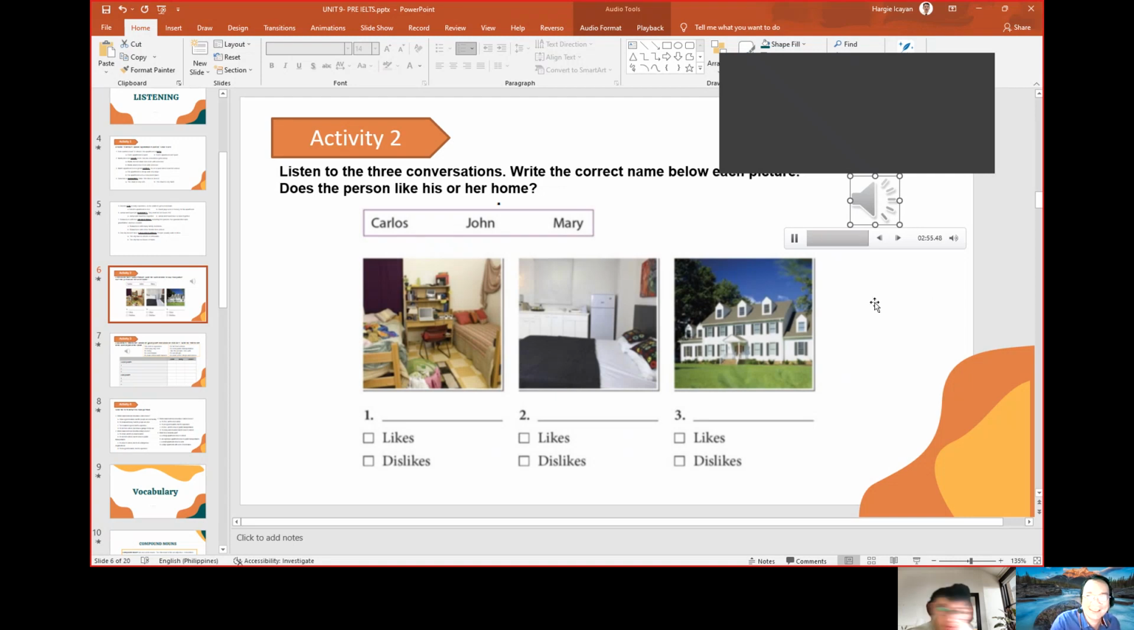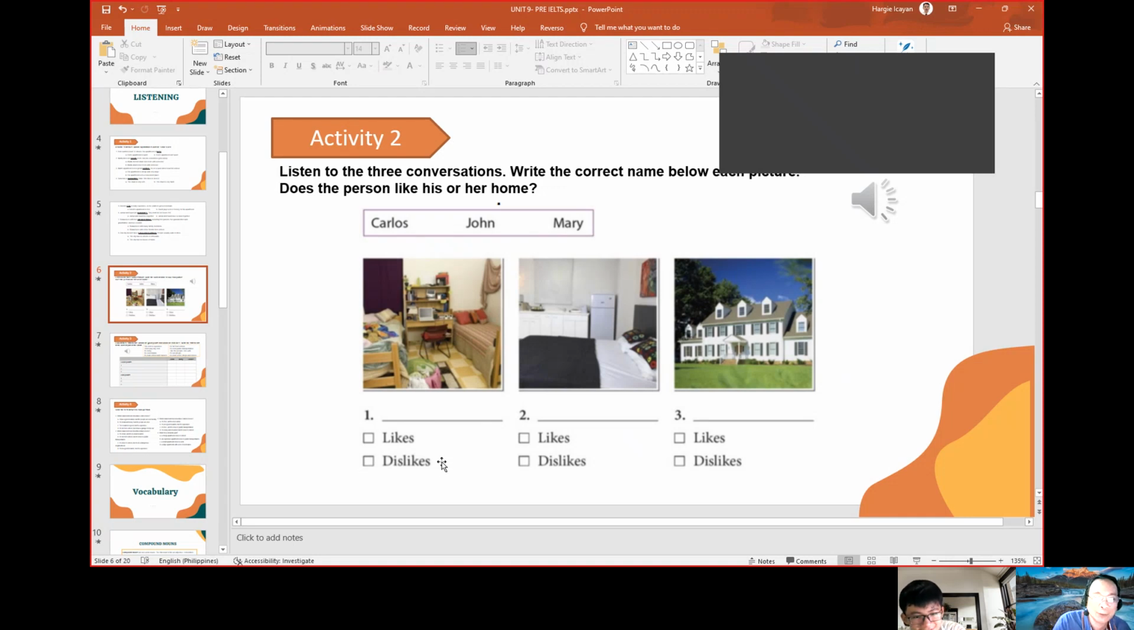Okay, there you have it. Now, let's try to know, which dormitory is this? In Dormitory number one, it was John. And then John told us during the conversation that he likes living in dormitories, but he also dislikes some things.